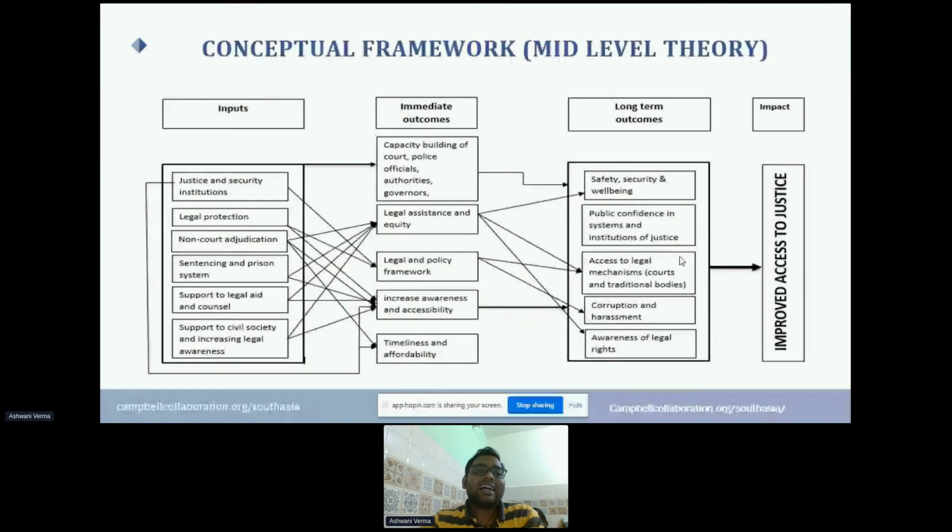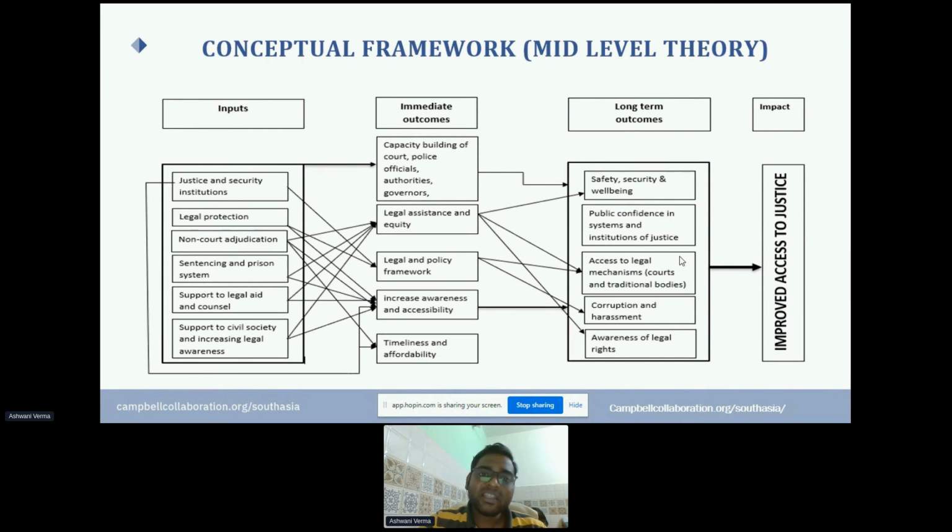This is the conceptual framework which we developed based on the documents we reviewed, and it is based on the mid-level theory approach. On the very left side we have the inputs, which are the interventions. Then we have immediate outcomes, long-term outcomes, and the impact. The main impact of this intervention is to improve access to justice for the intervention group.